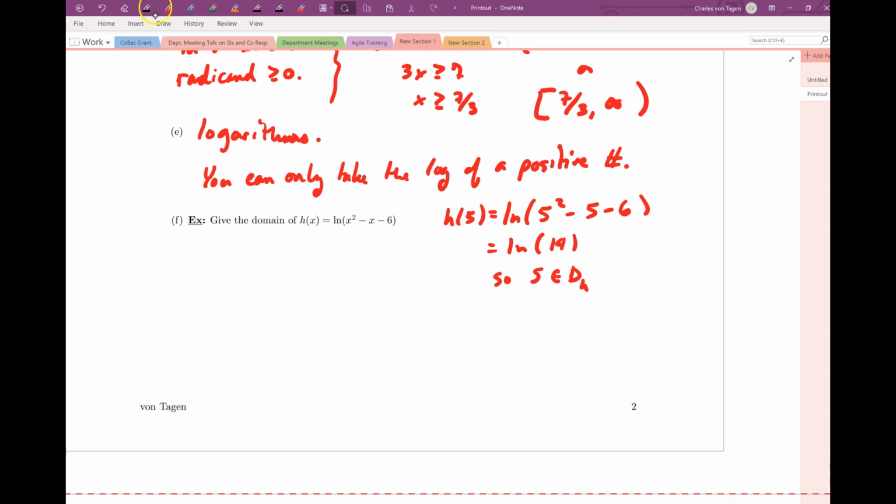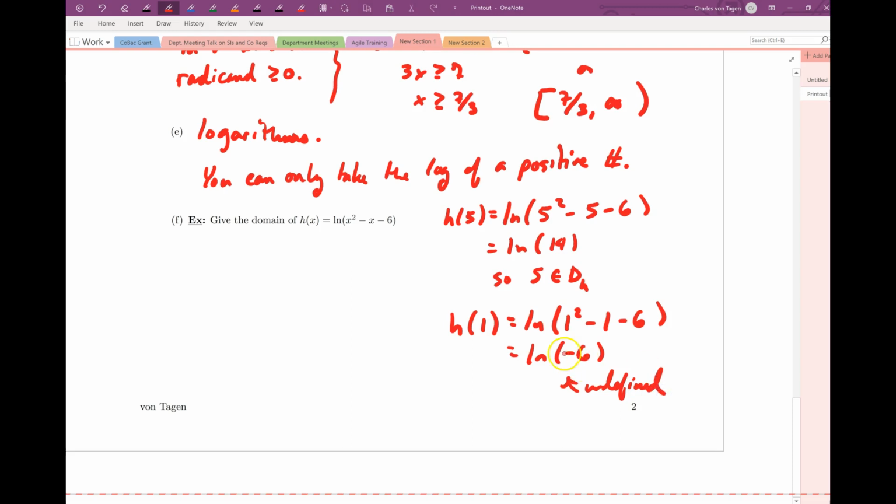And what would be an example of a number that wouldn't work? Well, let's say we tried to take h of 1. Well, h of 1 would be the natural log of 1 squared minus 1 minus 6, which would be the same thing as the natural log of negative 6, but this is undefined because I cannot take the log of a negative number.